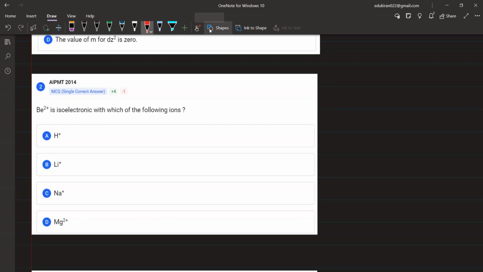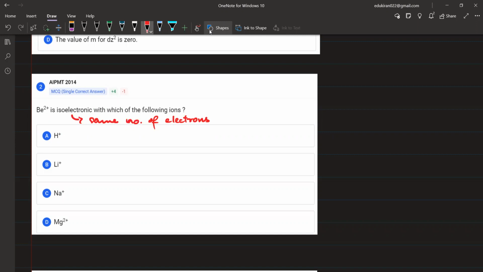ये तो काफी जल्दी आंसर, ये तो सबका आंसर आना चाहिए इसमें। Isoelectronic means same number of electrons, okay. Yes Hanifa, very good, correct. Yes, Fahad, very good, correct.